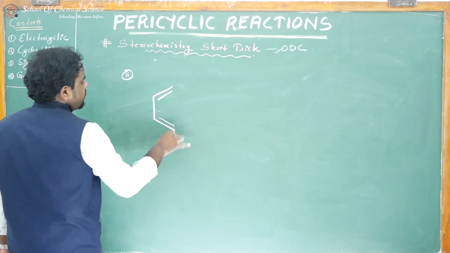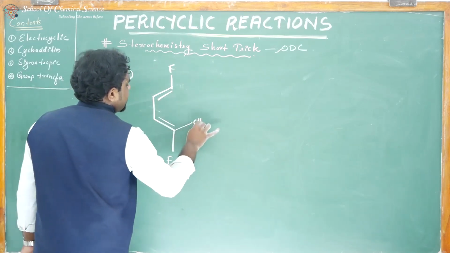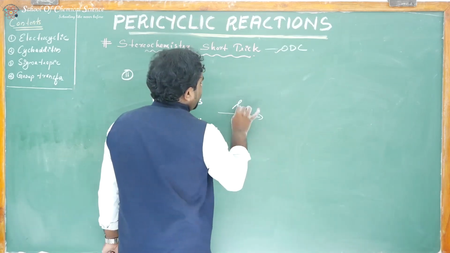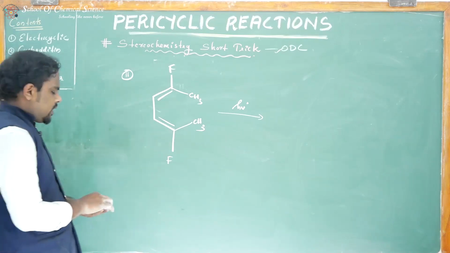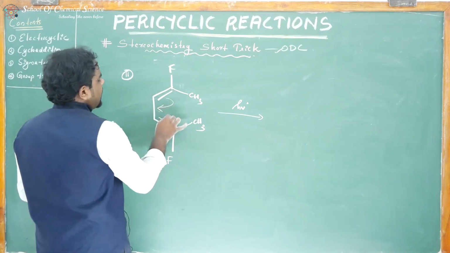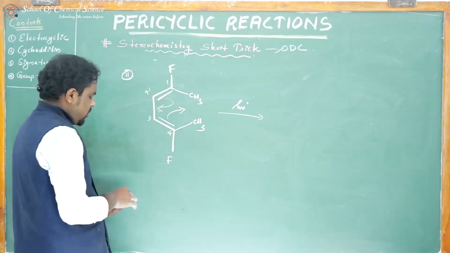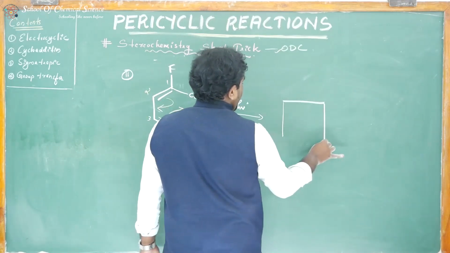Same system, two fluorines in opposite directions. Here there is a CH3, here there is a CH3, but the condition is photochemical. What is the stereochemistry? What is the reaction? Electrocyclization. Between 1 and 4, a new sigma bond is formed.